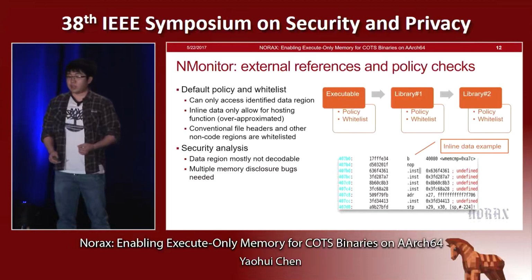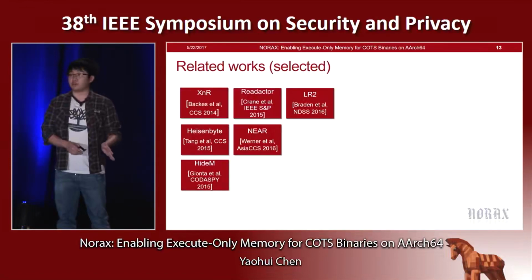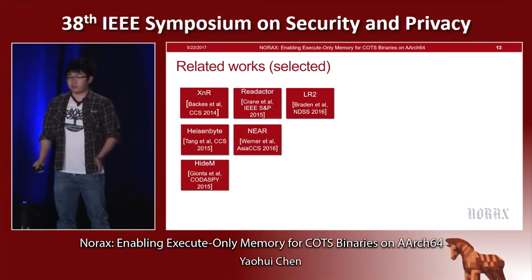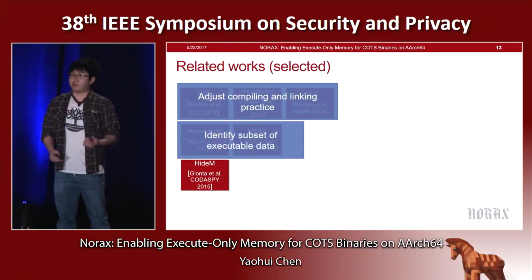So now that I have finished introducing how Norax works, I want to compare it with a set of related works from the angle of how to enable zone. So in the first line of works, they enable zone by recompiling and relinking the program so that the binary emitted by the toolchain, when loaded, will have code and data separated nicely. But it requires source code. On the second line of work, they provide a very handy static analysis to identify a subset of executable data, which is good, but it's not enough for our purpose.